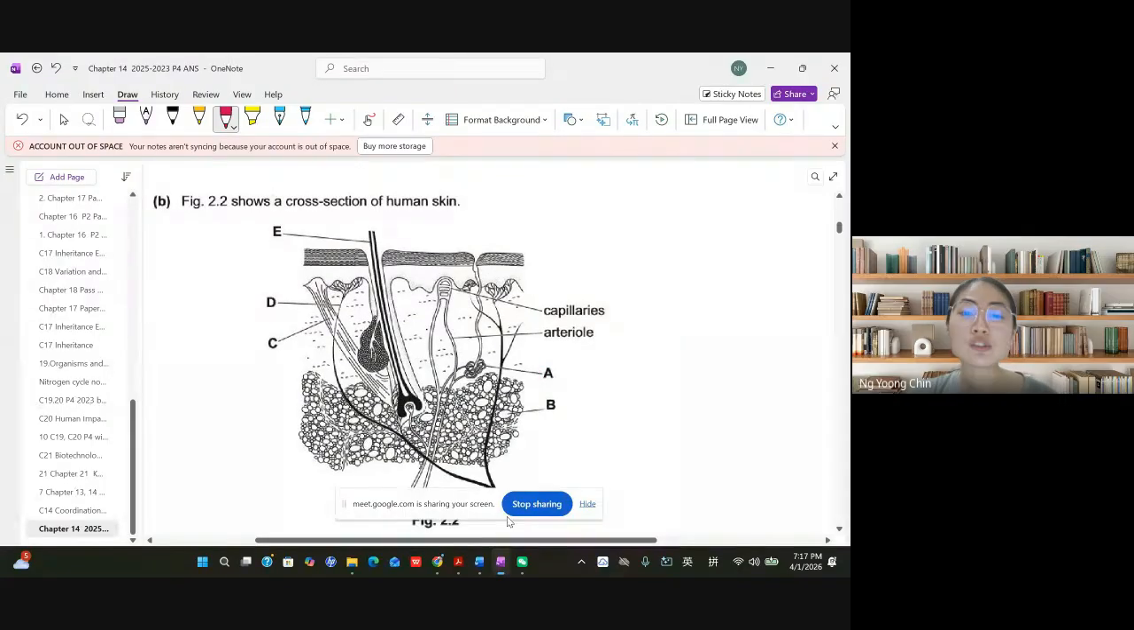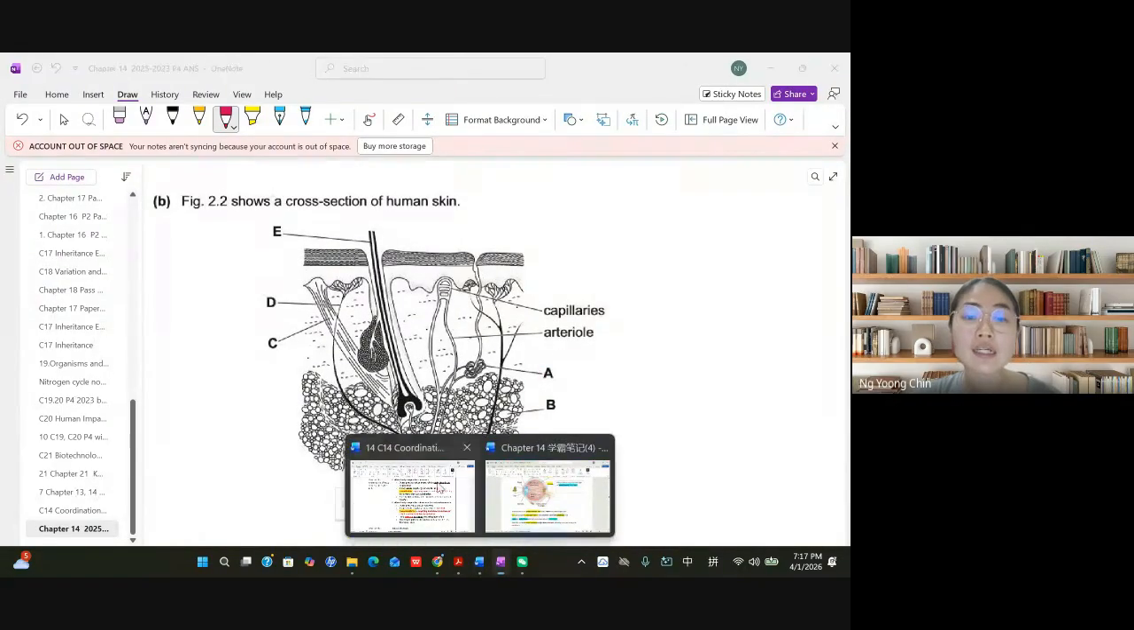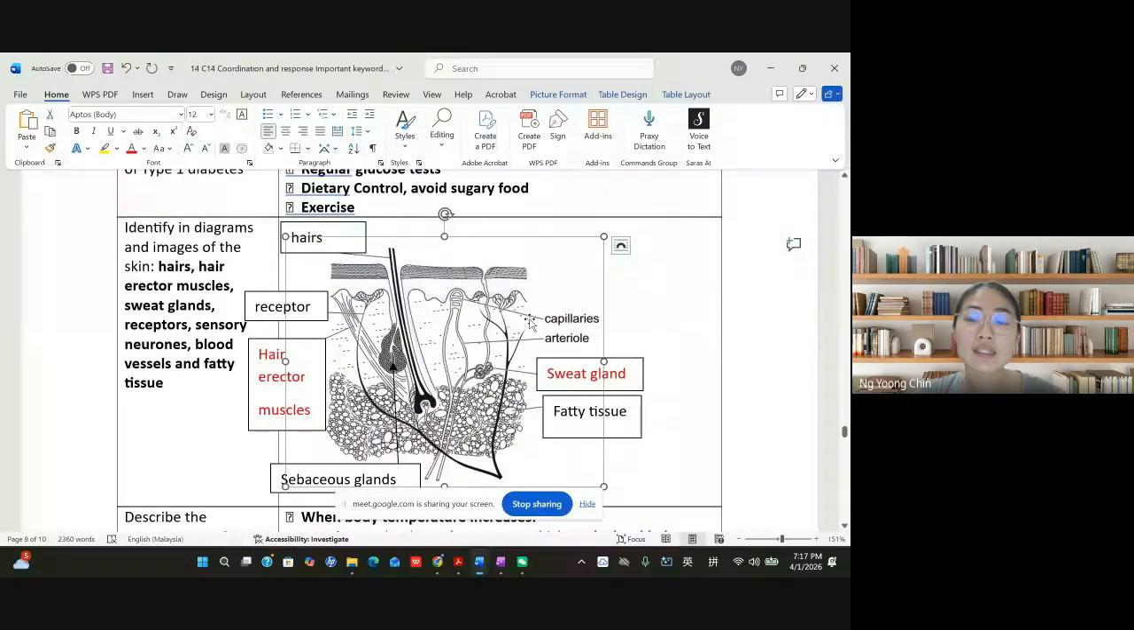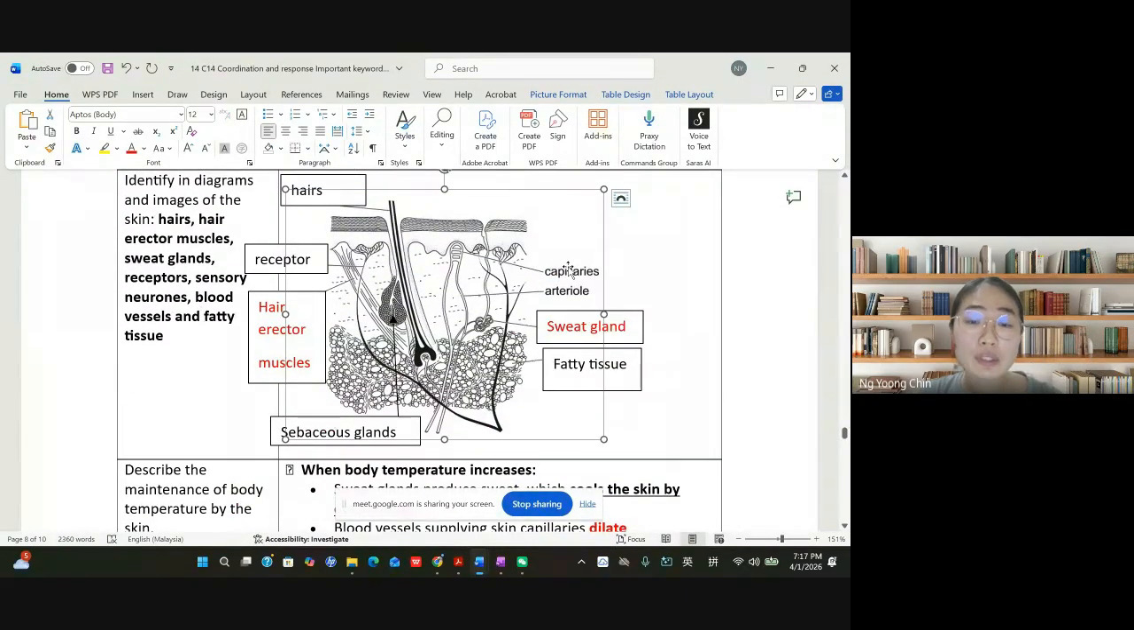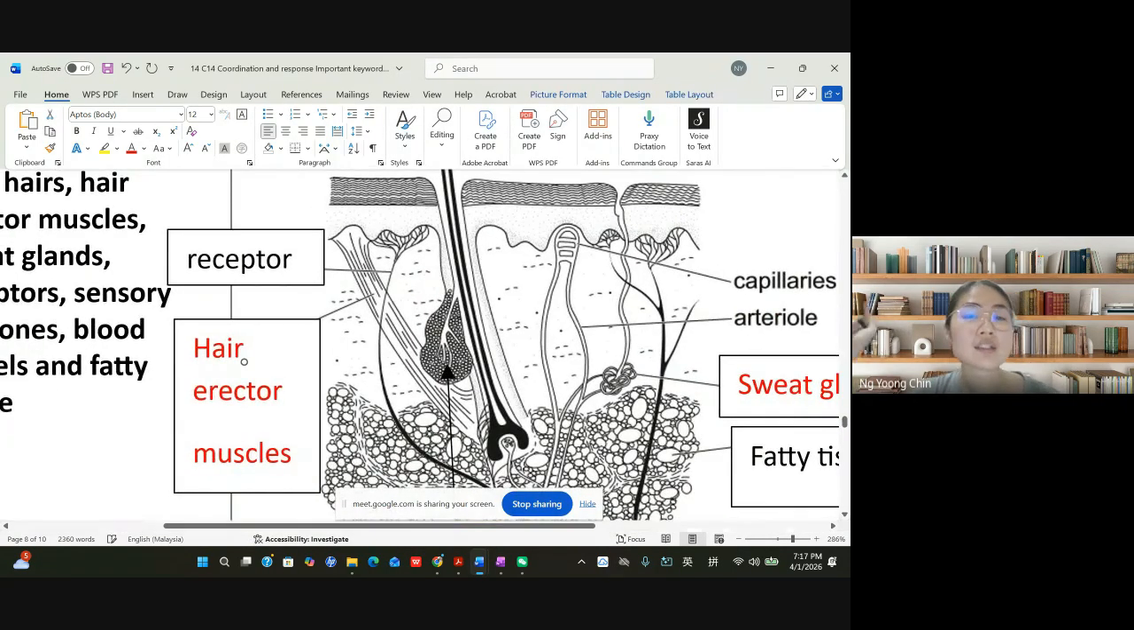And then for this, you should know how to label it. This has come out about 2 or 3 times already. You should know how to recognize the hair. Here's a hair, and then the receptor. Can you see this? The receptor, which sometimes they call the sensory neuron also. Sometimes they will just point it out as a sensory neuron or the receptor.